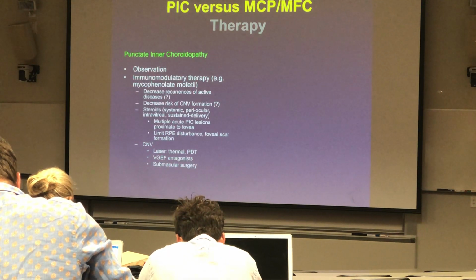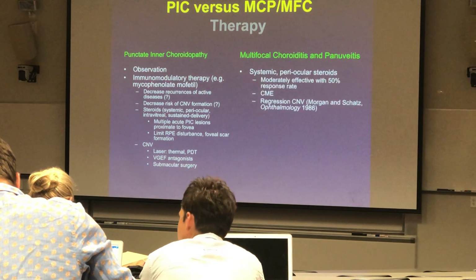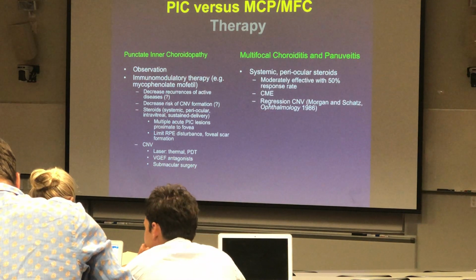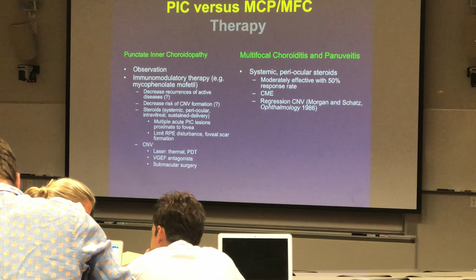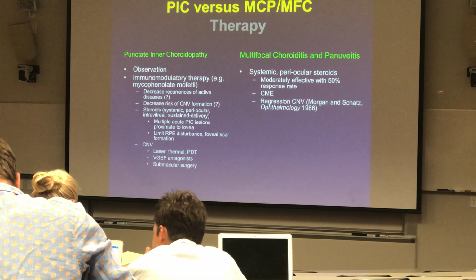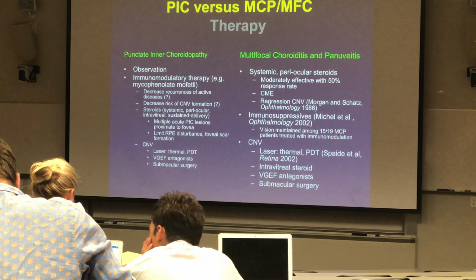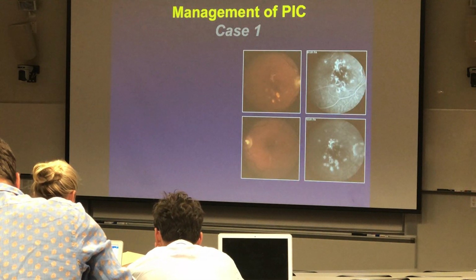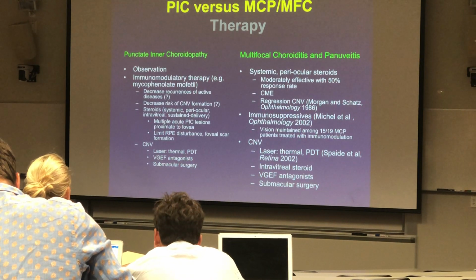So for PIC, if it's the first time you see the patient, you may decide to observe, which is totally appropriate. However, if you see progression either in the lesion or in terms of the CNV, then definitely it would be required to treat. MCP, on the other hand, we usually start to treat from the first time we diagnose the patient, especially if we see evidence of active disease on fluorescein angiography or on OCT. If you choose to observe a PIC patient, when should that follow-up be?